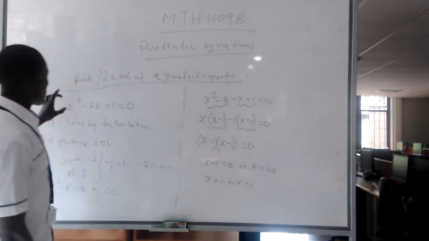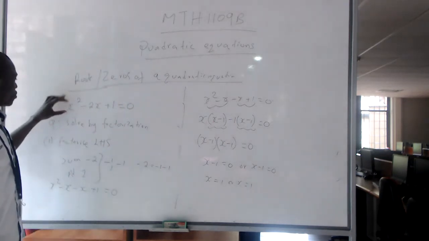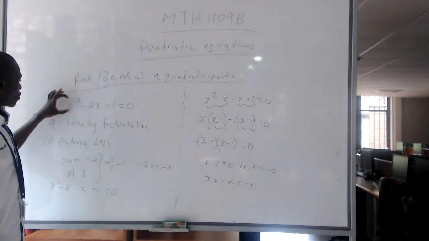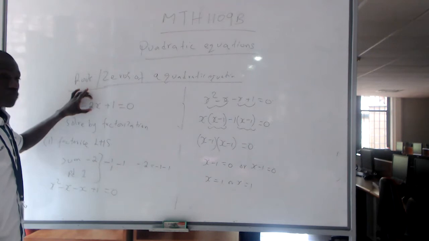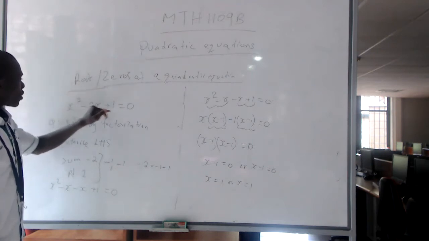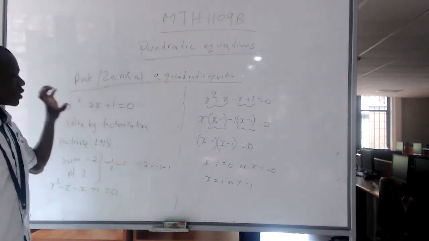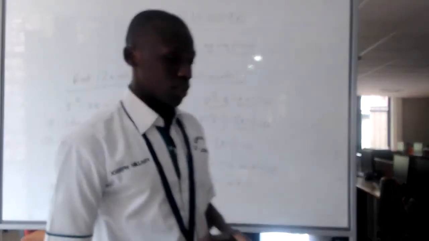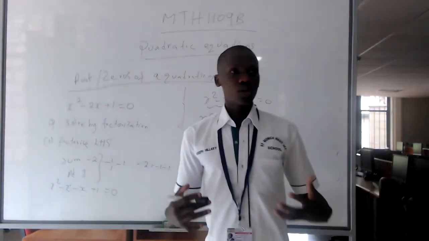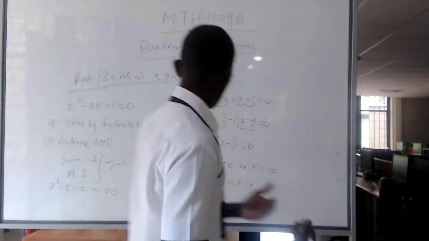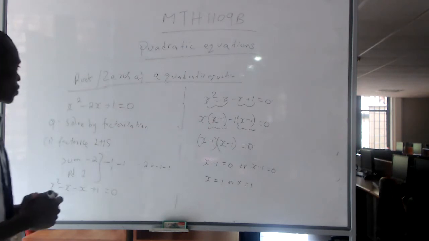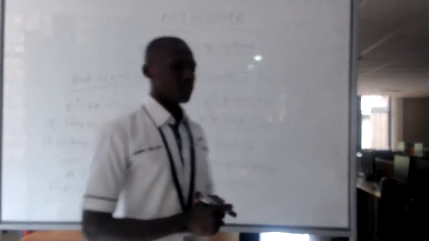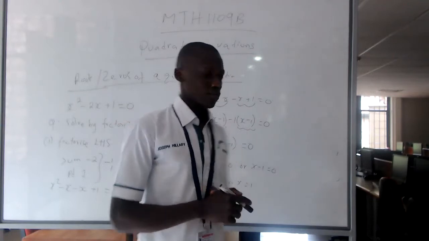If you put 1 here, you will get a 0. So if I put 1, 1 squared is 1, 2 times 1 is 2, so 1 minus 2 plus 1 is 0. So 1 solves this equation. The beauty about a quadratic equation is that once you have found a zero, you can always substitute it back into the equation and see if it is really a zero. So this is how we solve quadratic equations by factorization.